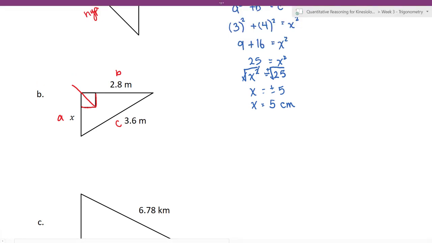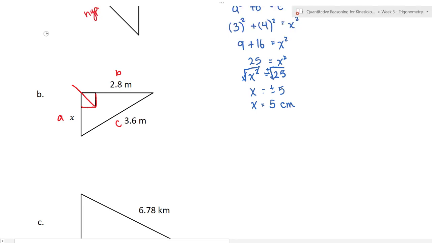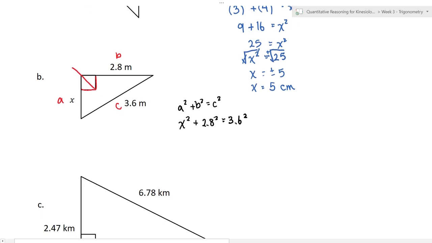Okay, so for this question, we're going to start off again using Pythagorean theorem. So we have a squared plus b squared equals c squared. And I'm going to sub in what I know. My a is x this time. So I'm going to replace a with x. My b is 2.8. And my c is 3.6. Sometimes people forget to put in the squareds, so just make sure you're remembering them or the whole question will be incorrect.